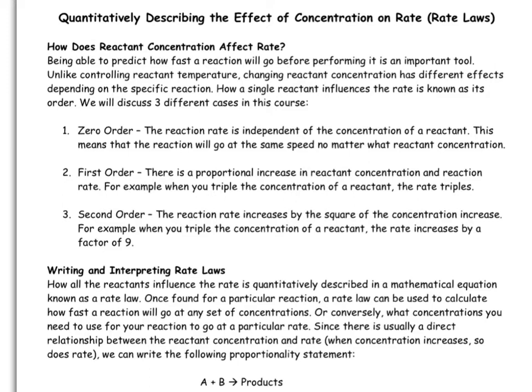Second-order reactants. The reaction rate increases by the square of the concentration increase. For example, when you triple the concentration of a reactant, the rate increases by a factor of 9, which would be 3 squared.